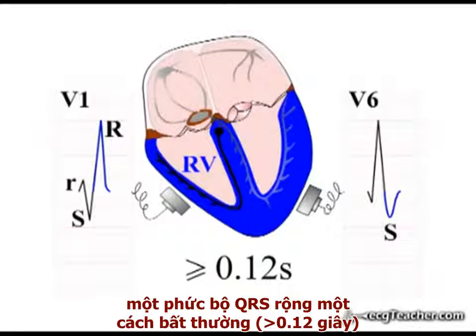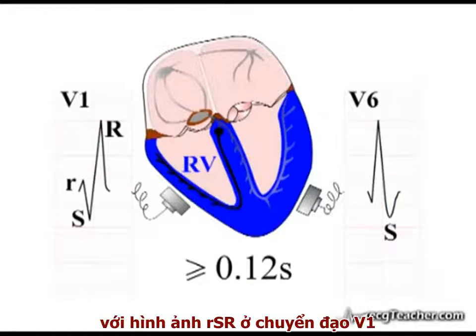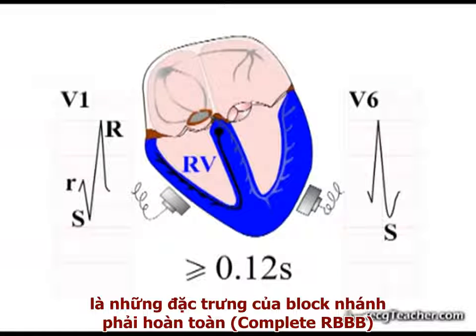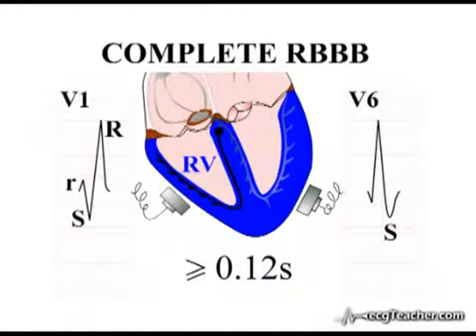Abnormally wide QRS complexes with an RSR pattern in lead V1 and a delayed slurred S wave in lead V6 are the characteristic ECG findings of complete right bundle branch block.